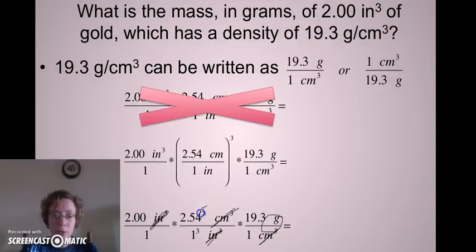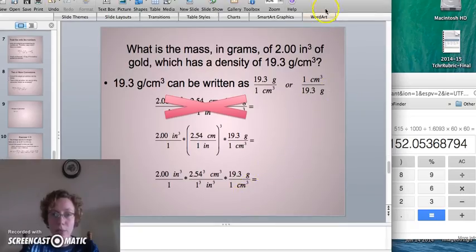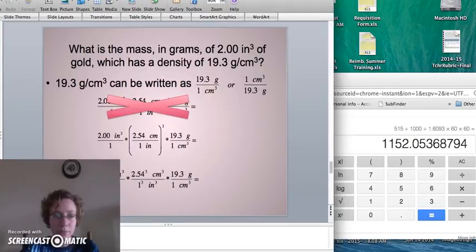Now, see this little cubed right here? That also applies to our 2.54 cubed. So because we had to cube our centimeters, cube our inches, we had to cube this number, we also had to cube this number. Well, 1 cubed is just 1. All right. Now, practice with me as we plug this into our calculators.